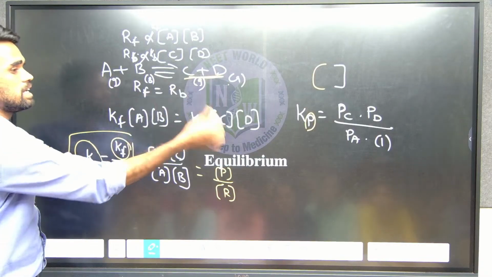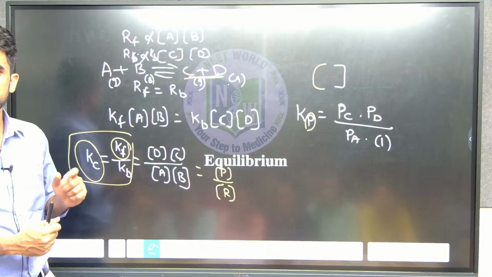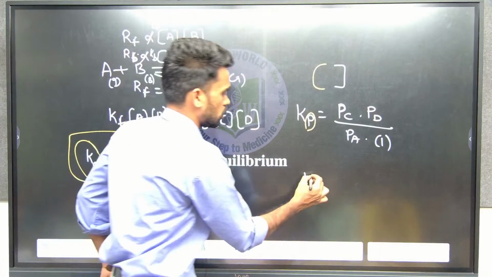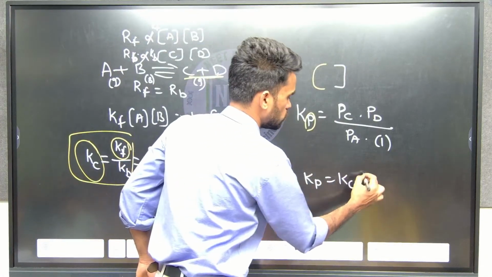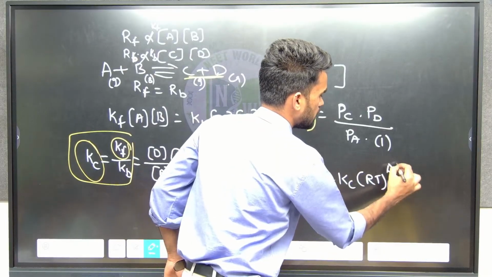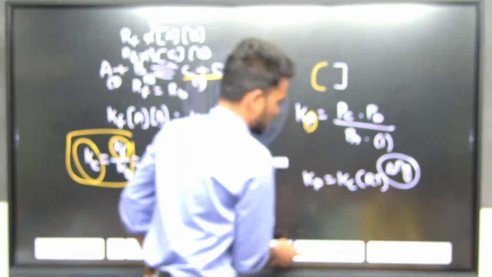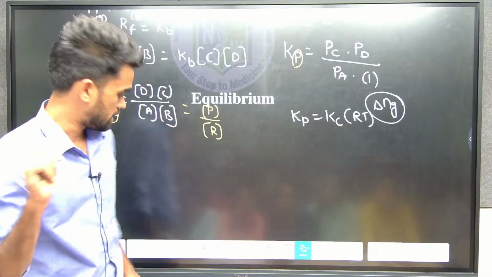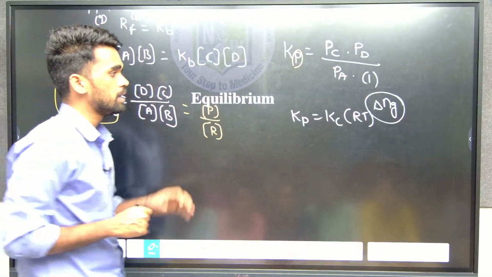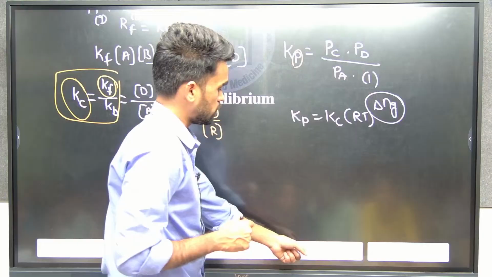Now what is the relation between Kp and Kc for a reaction? Kp equals Kc into RT power delta Ng. Delta Ng means gaseous products minus gaseous reactants. We did this yesterday. And after this, what have we discussed?